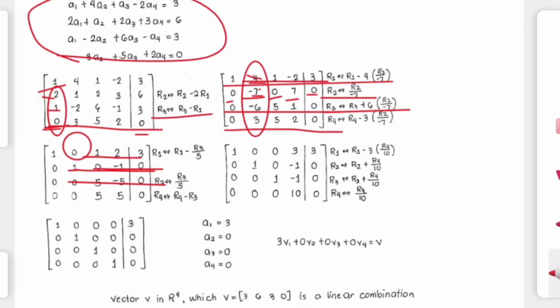Another one for r sub 4, since we have the 3, in order for this to be 0, we get r sub 4 minus 3 multiplied to r sub 2 over negative 7. So 3 minus 3 times 1 is equal to 0, and then 5 minus 3 times 0 is equal to 5, and then 2 minus 3 times negative 1 is equal to 5, and then 0 minus 3 times 0 is equal to 0.